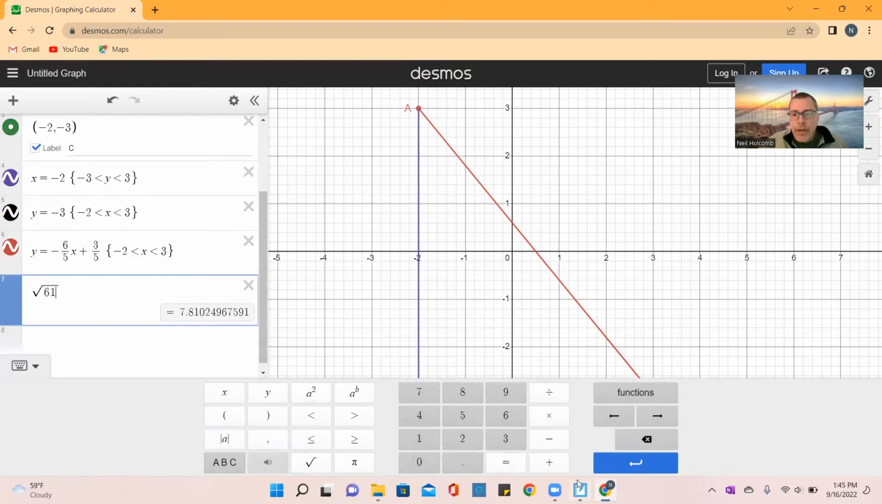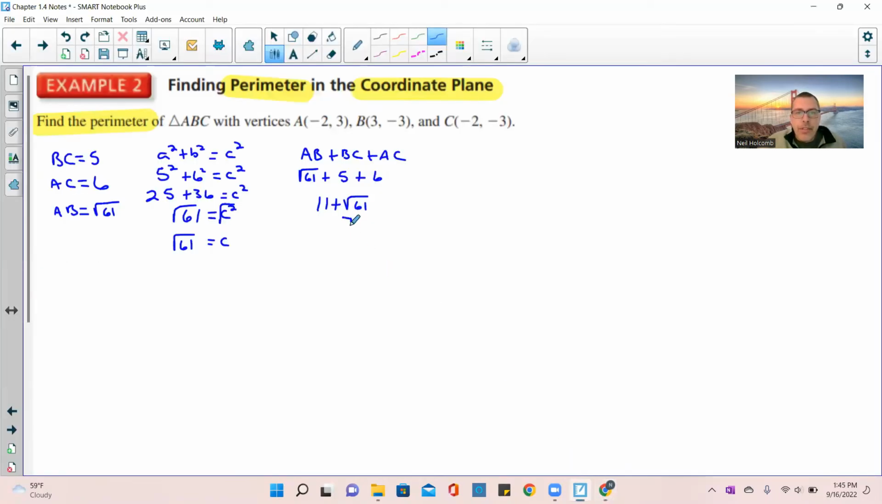So if I go back now and I change this to 7.81, then 11 plus 7.81 is 18.81. So the perimeter is approximately, because I rounded, 18.81 units. I should actually write that, and I will. Units. Okay, that's one way to do it.